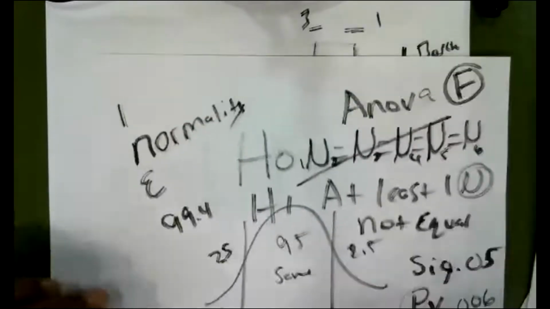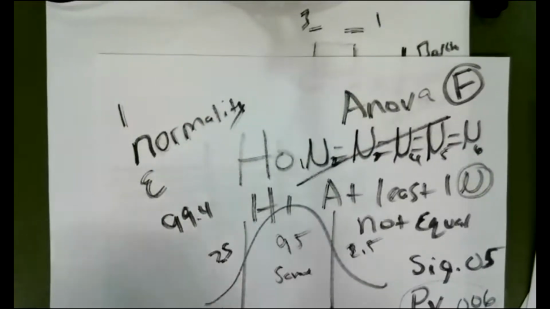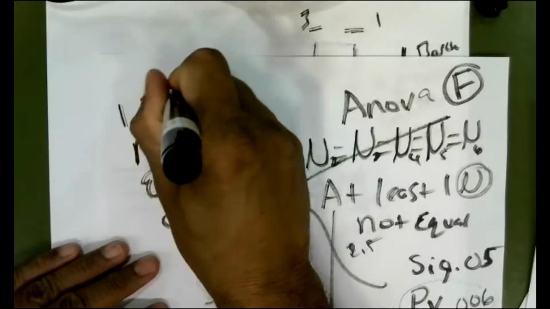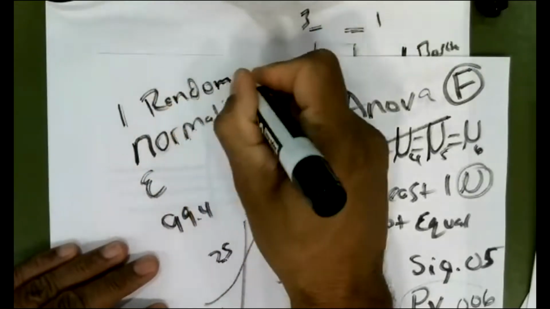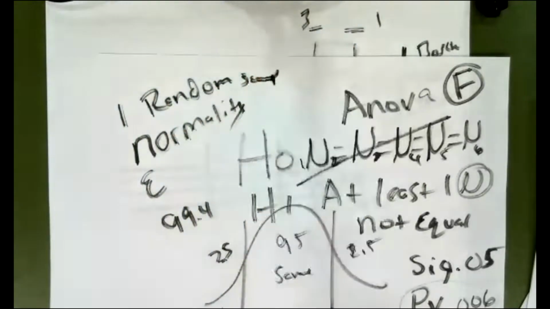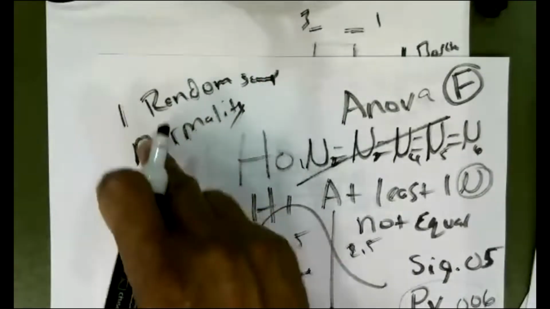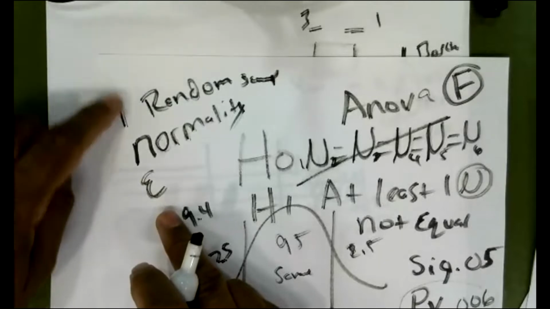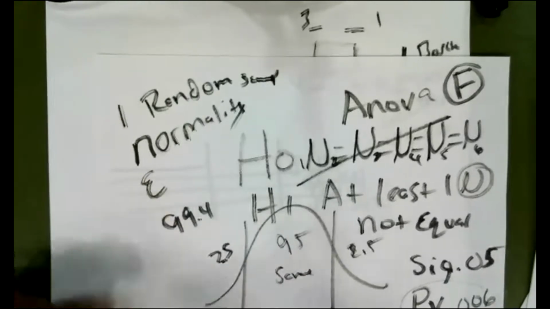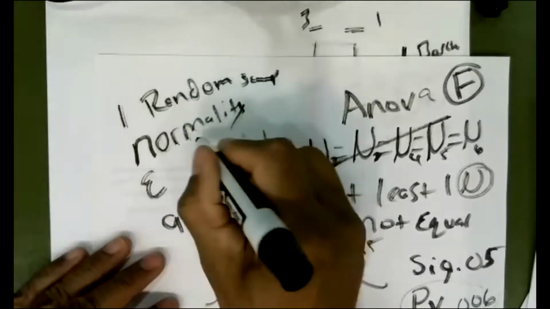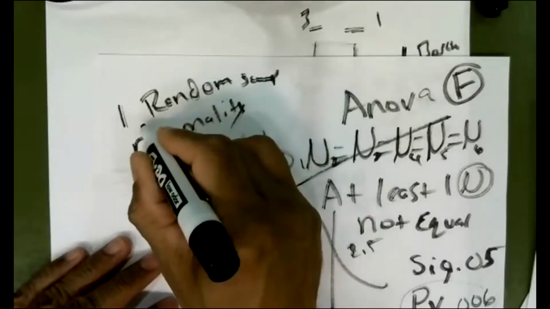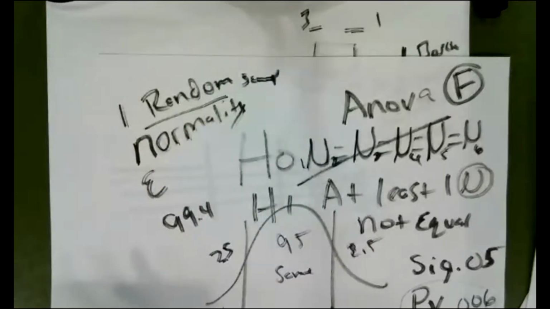In ANOVA, we just need a random sample. A random sample, okay? So our assumptions for ANOVA is I-N-E, for regression is L-I-N-E. We just add one more. So we need independence, normality, and equal variances. So as long as we have a random sample, we're okay. If it's not a random sample, then we have issues.